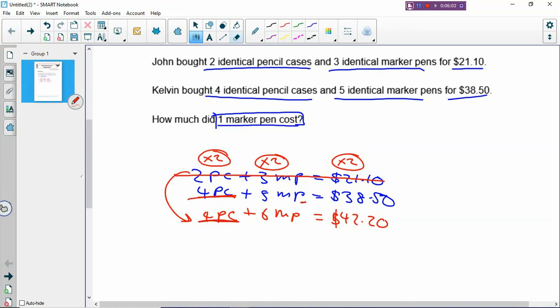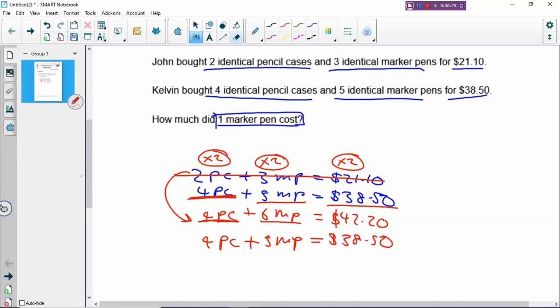And if you look at 5 marker pens and minus 6 marker pens, there is a problem. So you can't take 5 minus 6. So what do you do? Then you have to lower down the sentence. So these 4 pencil case, you lower down. Okay, let's lower down. And the 5 marker pens, you also lower down. And the money, you also lower down.